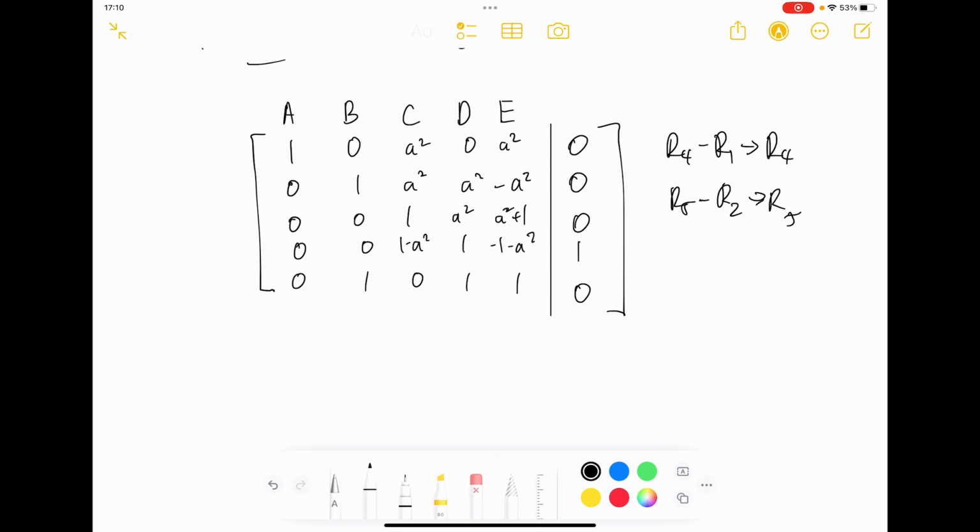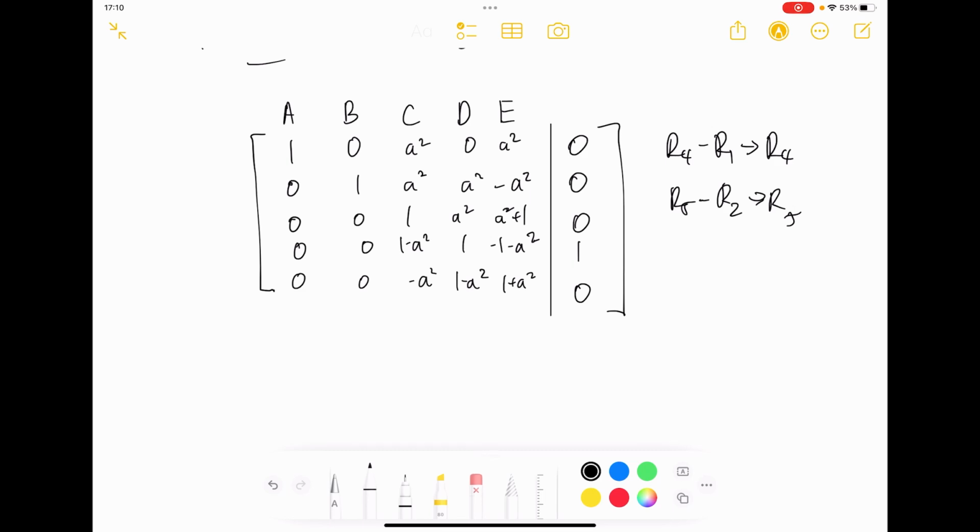And row 5 minus row 2. So that's going to get us 0 here. 0 minus a squared is negative a squared. 1 minus a squared is 1 minus a squared. And 1 minus a squared is 1 plus a squared. So that's quite good. And now, let's see if we can fix this odd behavior right there.